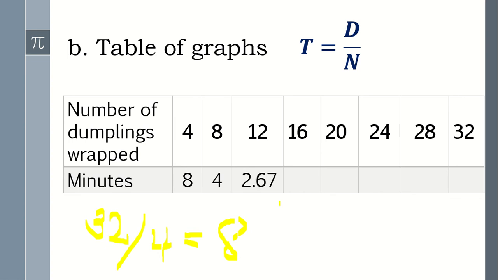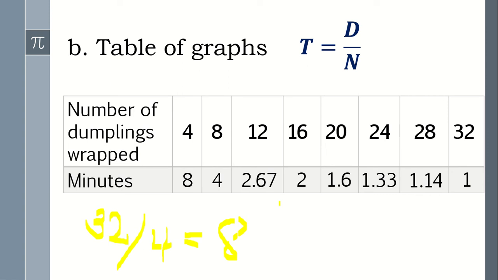32 divided by 12 is 2.67. 32 divided by 16 is 2. 32 divided by 20 is 1.6. 32 divided by 24 is 1.33. 32 divided by 28 is 1.14. And 32 divided by 32 is 1. Okay, so anong napansin natin dito? Habang tumatagal, umunti na lang yung minuto at dumarami yung dumplings na nagagawa ni siomai vendor.